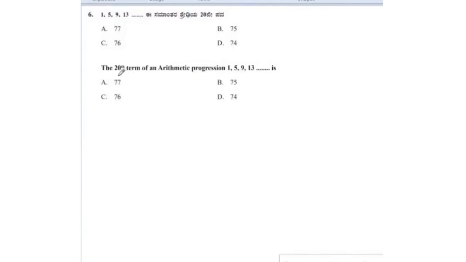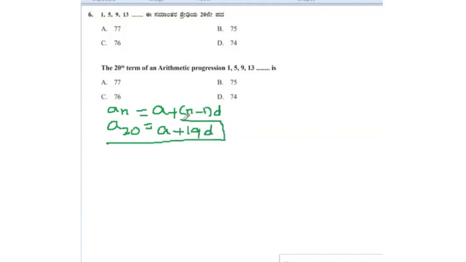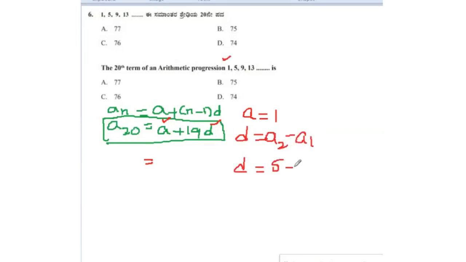Sixth question. The 20th term of the AP 1, 5, 9, 13 is. The nth term formula is A plus n minus 1 into D, so the 20th term is A plus 20 minus 1 into D, which is A plus 19D. We are going to apply the values of A and D in the formula. A in the arithmetic progression is 1, the first term, and D is the common difference, given by the formula A2 minus A1. A2 is the second term 5, A1 is the first term 1.